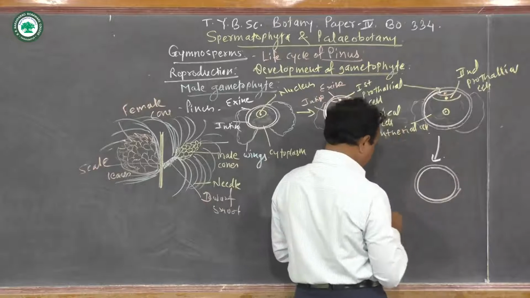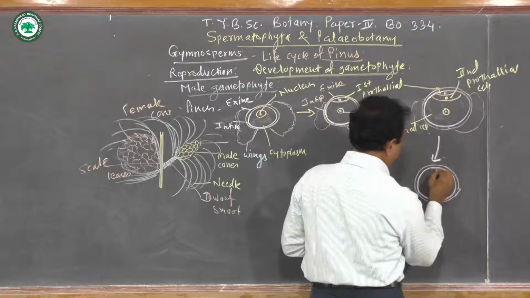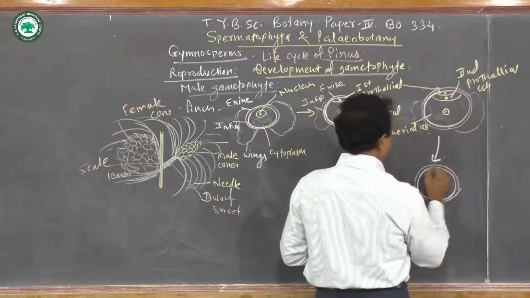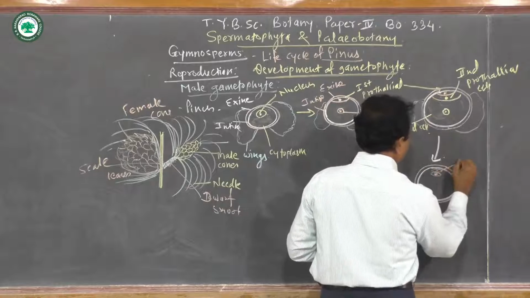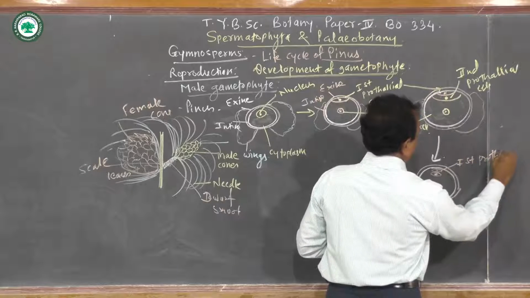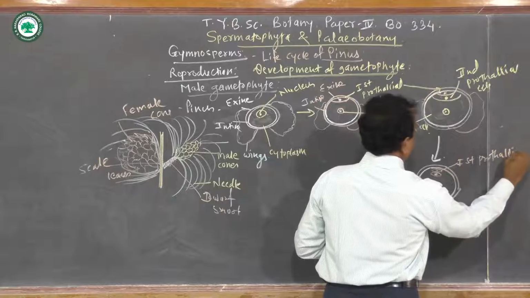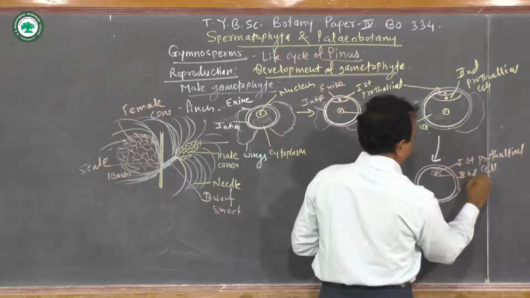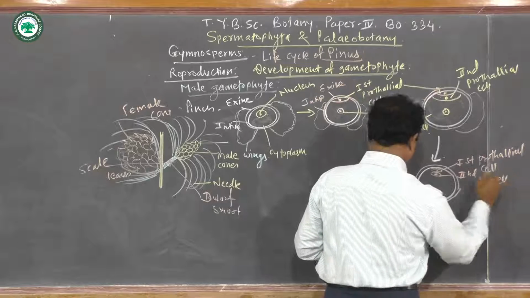So here these two cells, these two prothallial cells, are the first prothallial cell and the second prothallial cell.